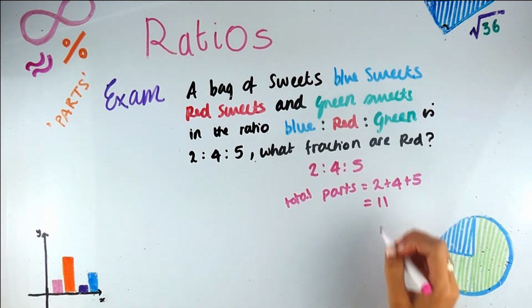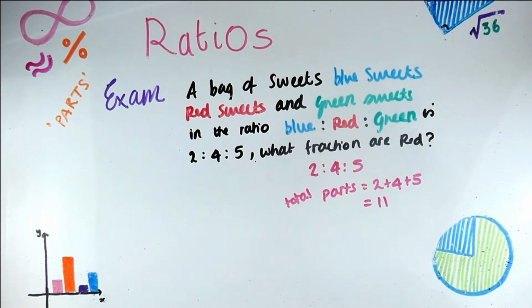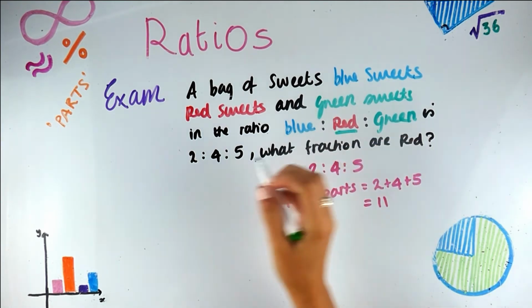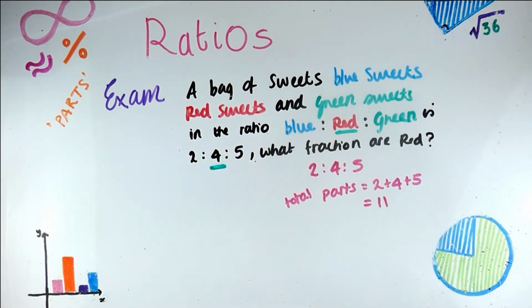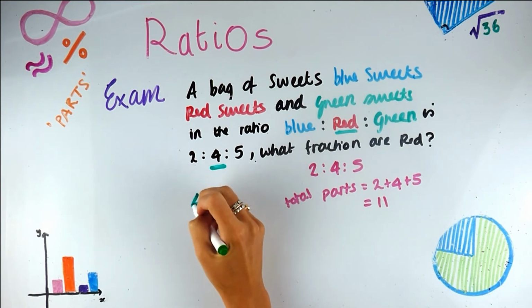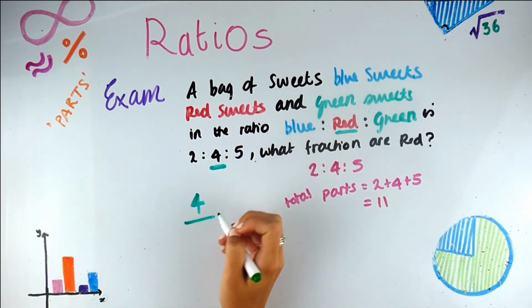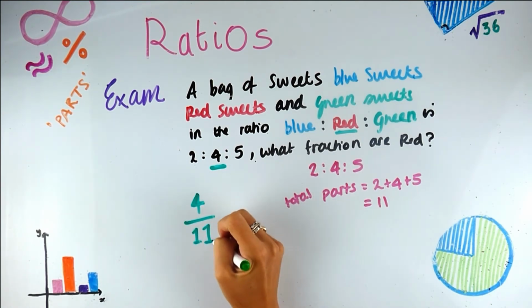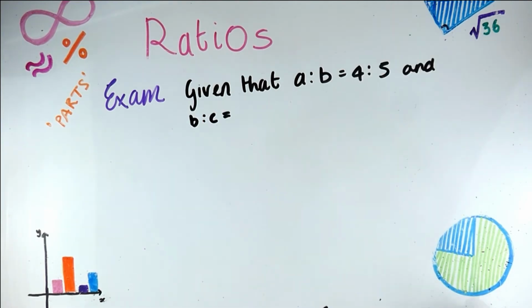Again, we could draw out the bag, split it into 11, label the blue, red and green and see what fraction it is. We're asked for the red, so the red here is in the middle, so we know that this is the red. So as a fraction, we can just write 4. So 4 parts are red over the total amount of parts, which are 11.